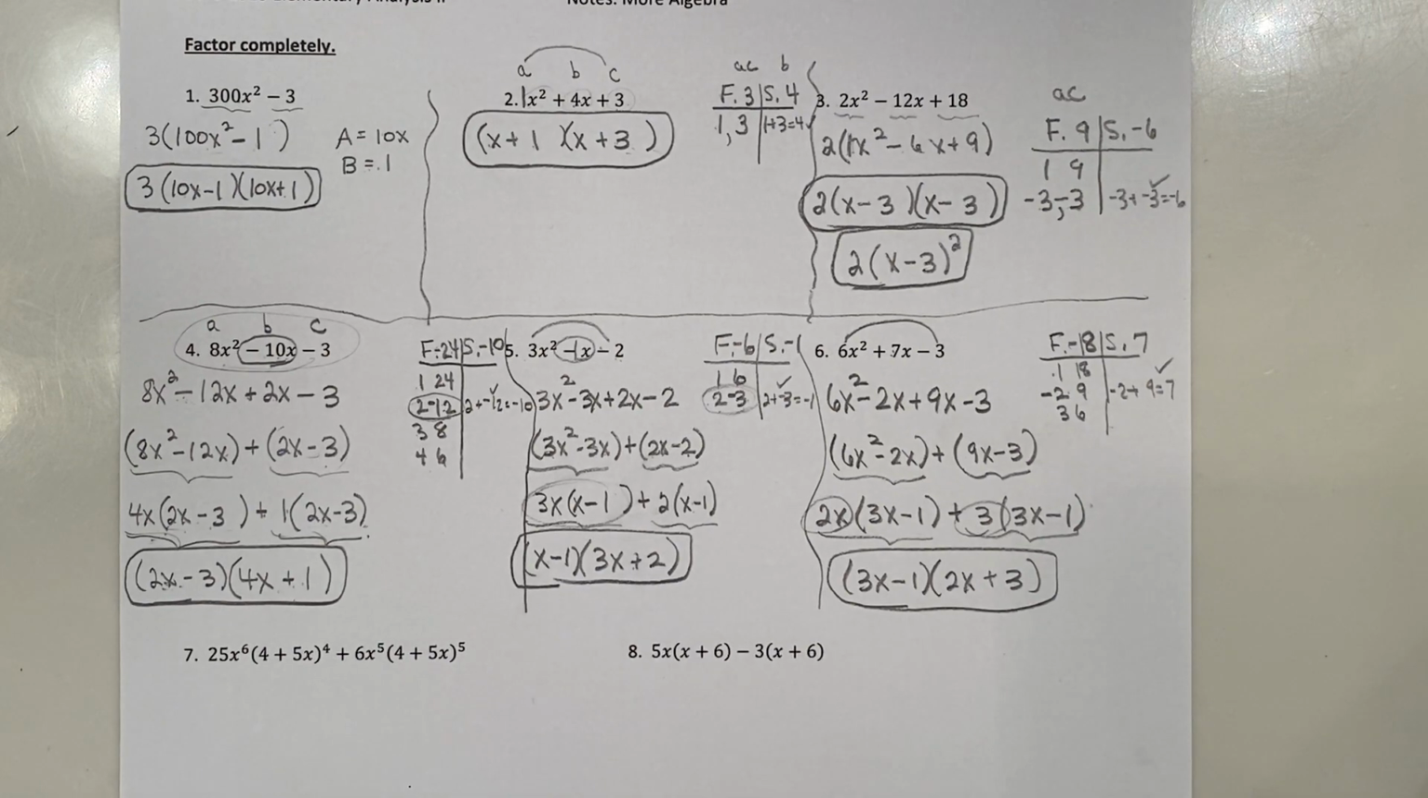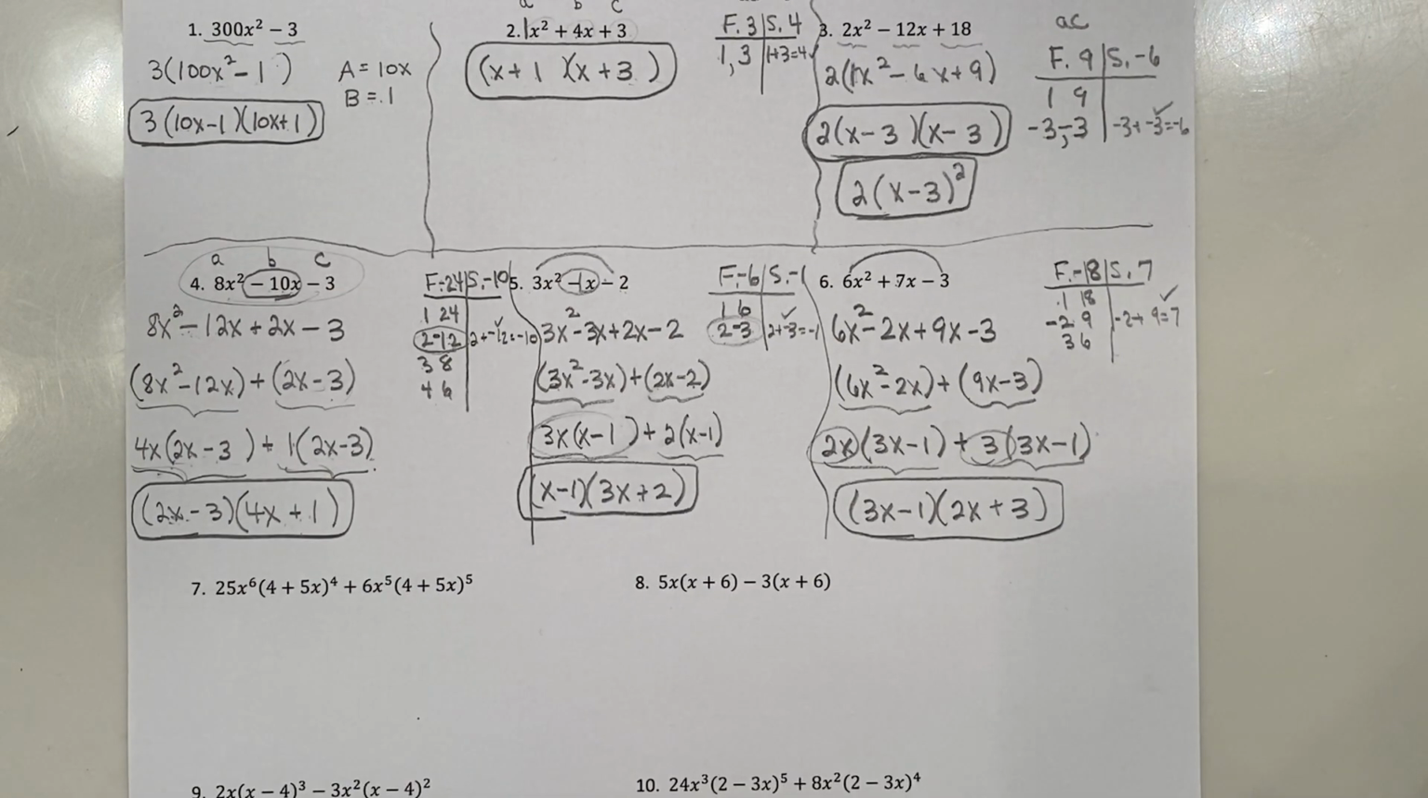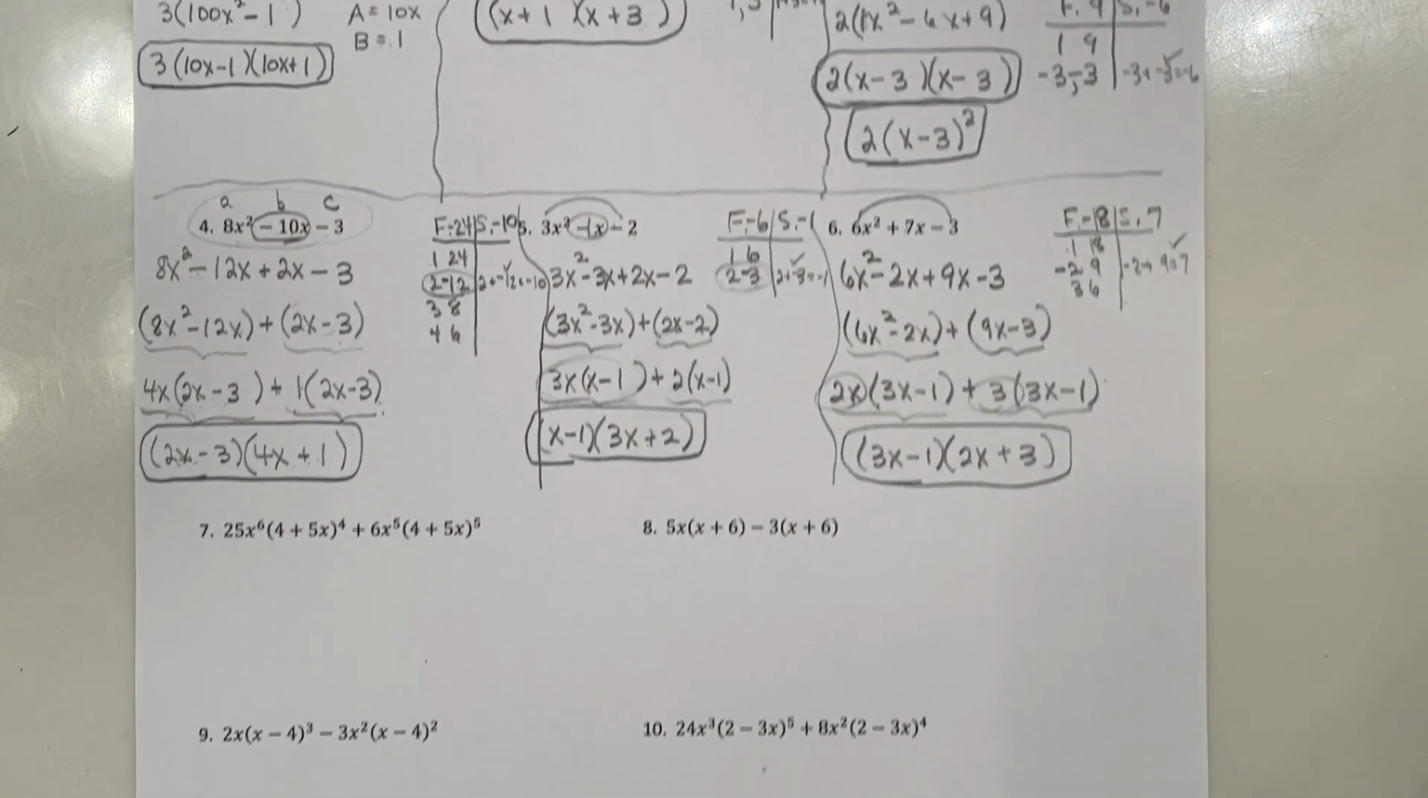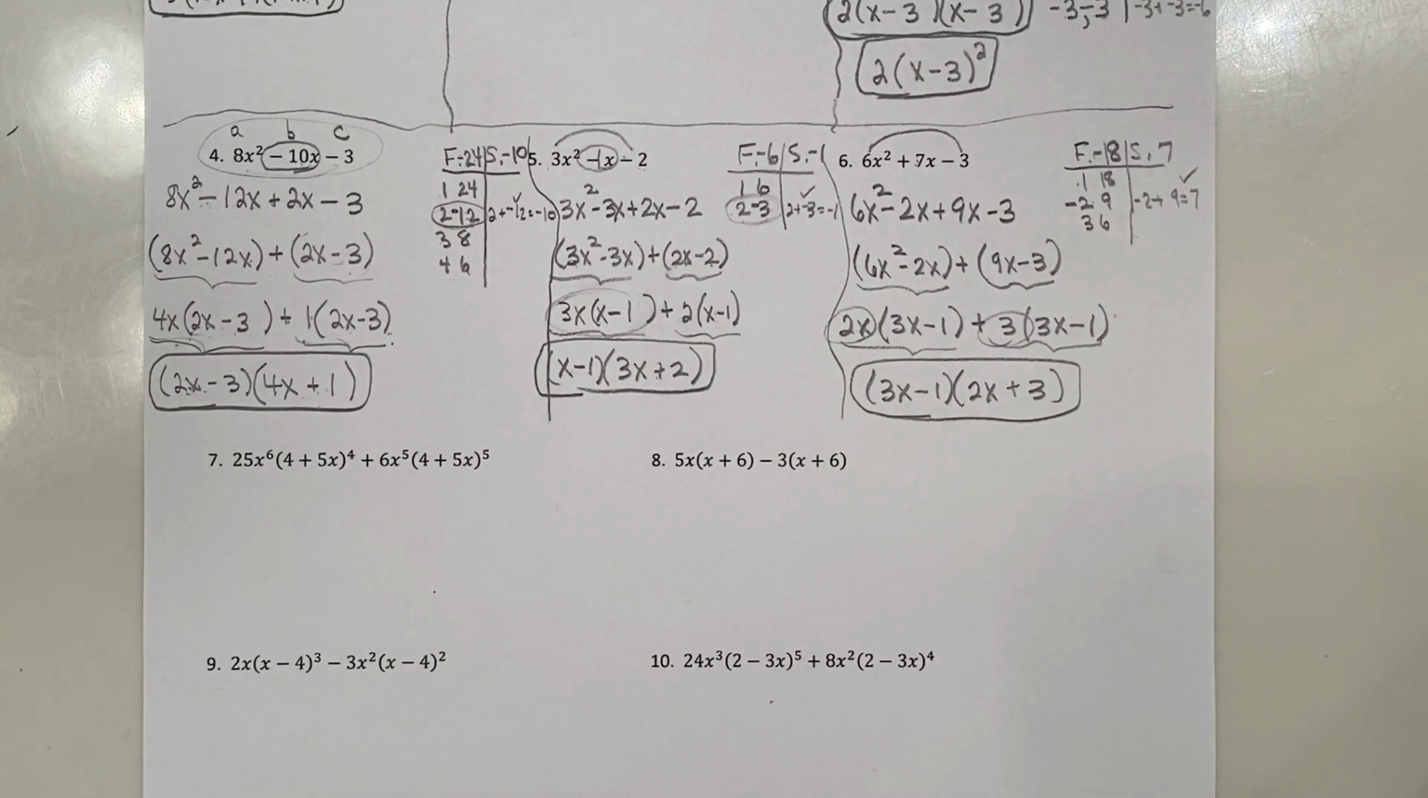All right, so hopefully that's a good review of factor by grouping. Okay, 7, 8, 9, and 10 are all kind of similar. So let's take a look at them because they look pretty complicated. But actually, they're easier than 4, 5, and 6.